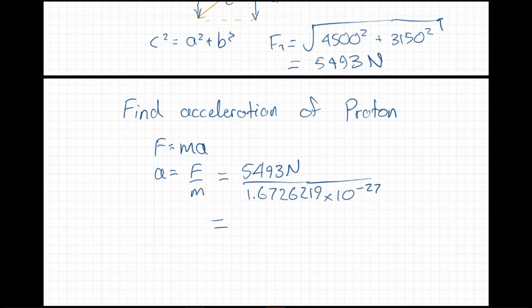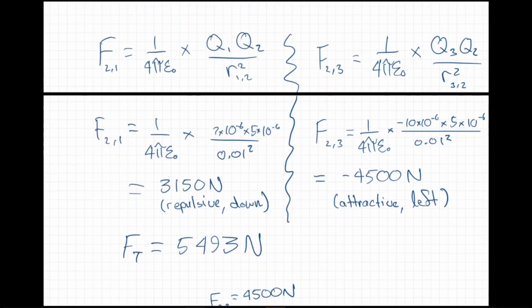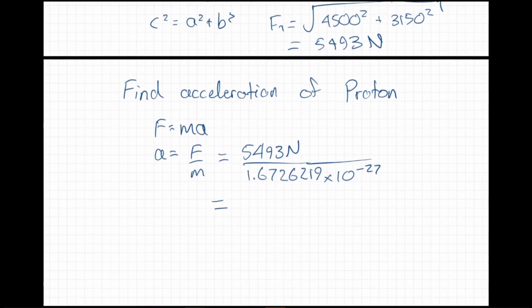How quickly does our proton accelerate? Come on, give me an answer. It's like times 10 to the 31 or something? Times 10 to the 30? And what's the value? Give me 1 decimal place. 3.3 times 10 to the 30 meters per second squared. Woo! Be fast.